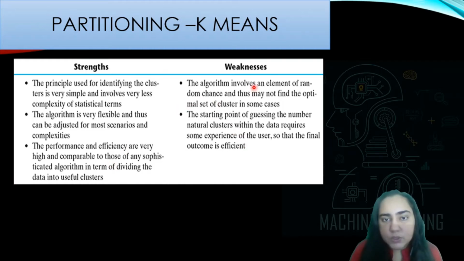The disadvantages are that it involves an element of random chance, because in the beginning, when you're defining your K number of centroids, you are picking points randomly, so it depends on that random chance. And the starting point of guessing the number of natural clusters within the data also requires some experience, because when you create a scatter plot out of your data, you may or may not be able to tell how many clusters can be formed. So you also have to be experienced in K-means clustering to identify how many clusters that data can be divided into.